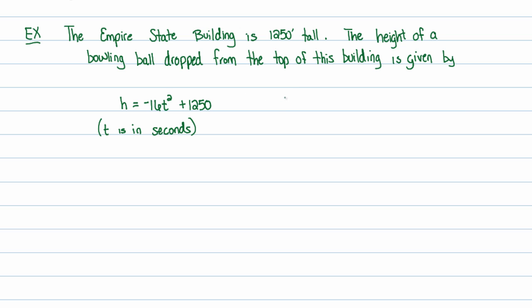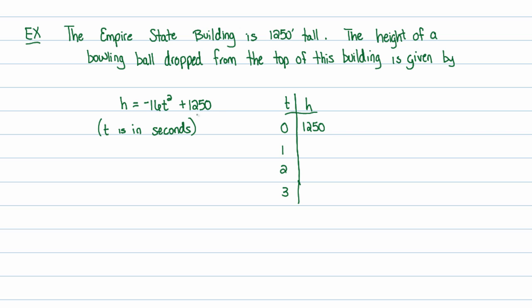Well, we might as well just make a table of values. The inputs are going to be t's, the outputs are going to be h's. We'll just do 0, 1, 2, 3. I'm not going to do negative values because we're talking number of seconds from dropping the ball, so I'm not going to talk about negative seconds here. When t is 0, h is 1250.